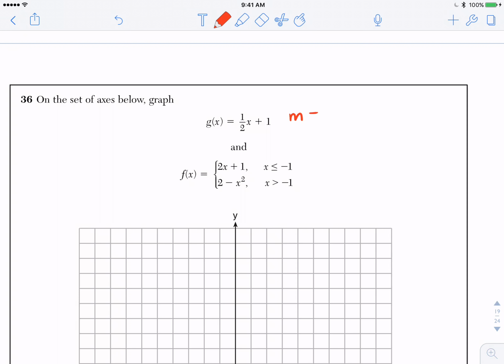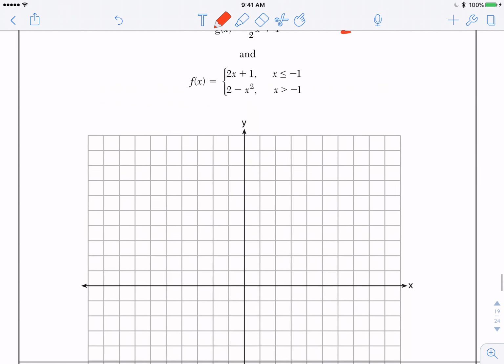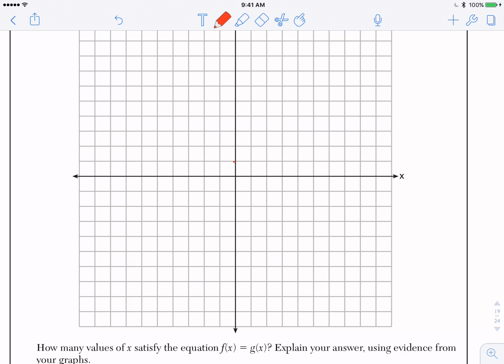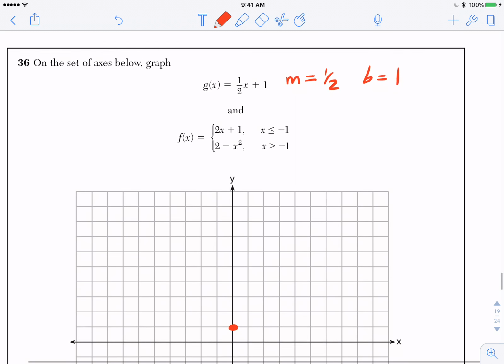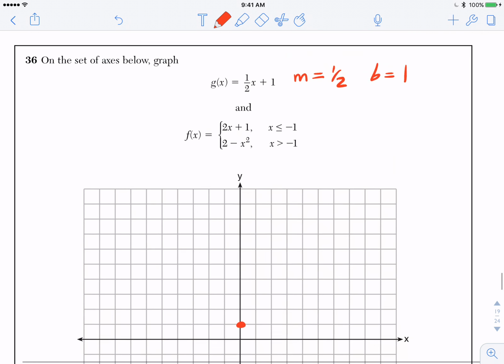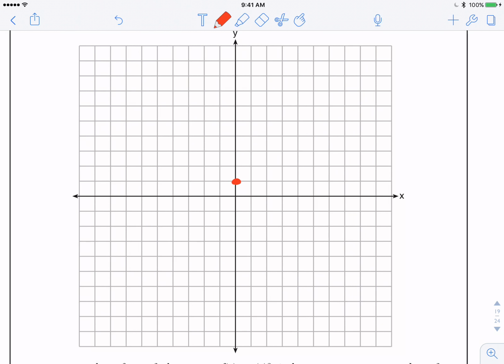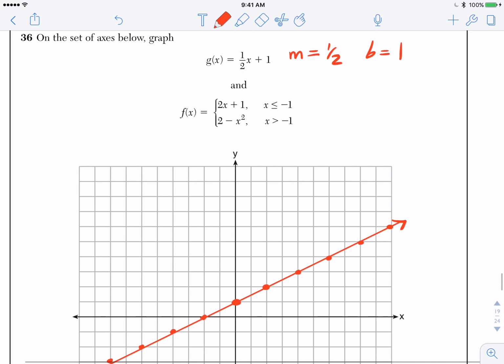Let's start with g of x. We'll get the easy one down first, and then we'll dive into the piecewise. So for g of x, which I'll do in red, we have a y-intercept of 1. It's already in y form, or g of x form here. I'm going to plot 1 on the y-axis, and since my slope is 1/2, I'm going to go up 1 over 2, and so forth. We don't know how far these graphs are going to have to go to intersect one another, so it can't hurt to overextend this line here. That's g of x. That was relatively easy.